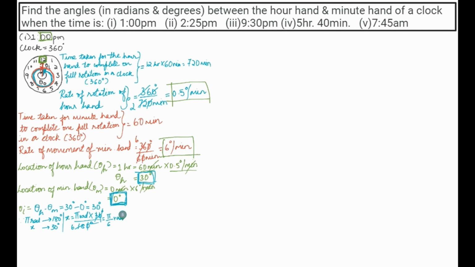So next let us find out the outer angle. That is from here to here. Angle between the hour hand and minute hand. Theta O is, we know that a clock measures 360 degrees. So 360 degrees minus the inner angle gives us the outer angle. So 360 degrees minus theta I, which is equal to 360 degrees minus 30 degrees, which is equal to 330 degrees. In terms of radians, we get 11 pi by 6 radians.